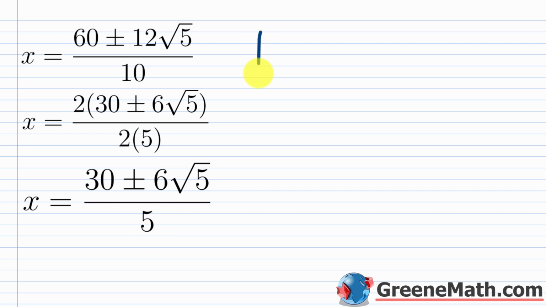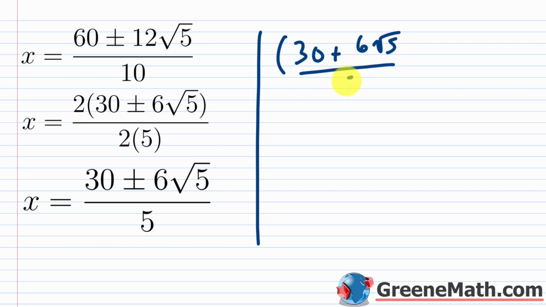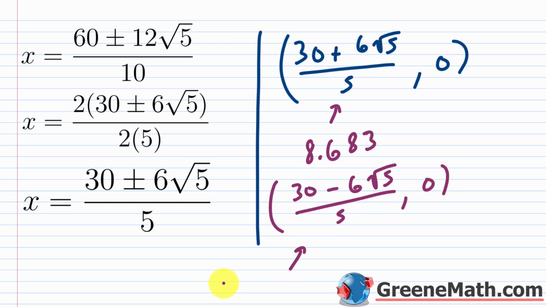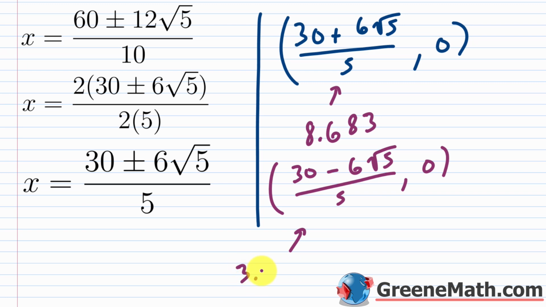So the first one is going to be 30 plus 6 times square root of 5 over 5, comma 0. If you punch it into the calculator, it's about 8.683, rounding to the nearest thousandth. The other one is going to be 30 minus 6 times square root of 5 over 5, comma 0. If you punch that into a calculator, I'm going to get about 3.317, just rounding to the nearest thousandth.